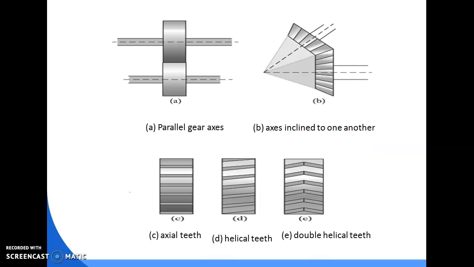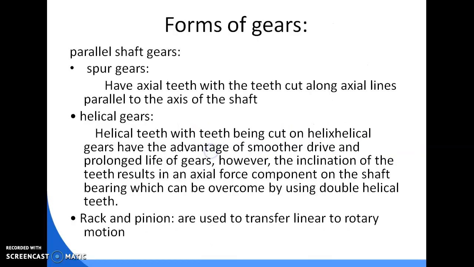Next, we will discuss the types of gear: spur gear, helical gear, bevel gear, worm gear, rack and pinion gear. So first we will discuss spur gear. A spur gear is a gear wheel or pinion for transmitting motion between two parallel shafts. This is the simplest form of gear drive. The spur gear has axial teeth, with the teeth cut along a line parallel to the axis of the shaft.